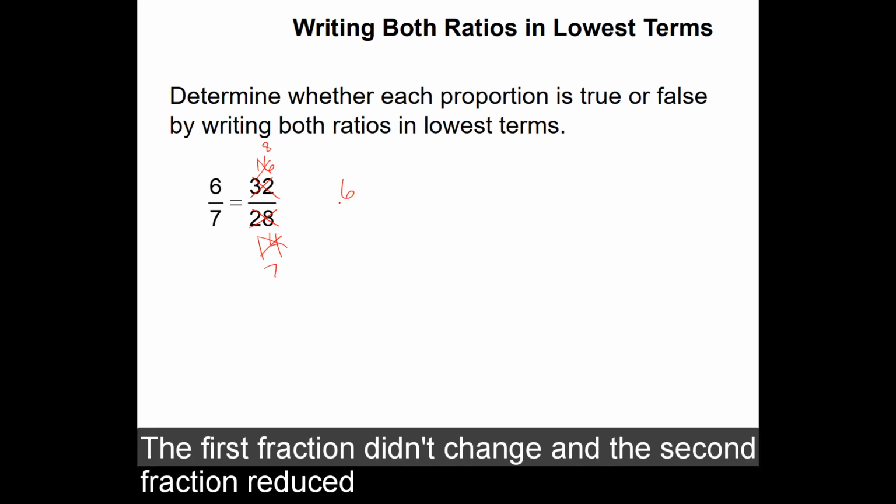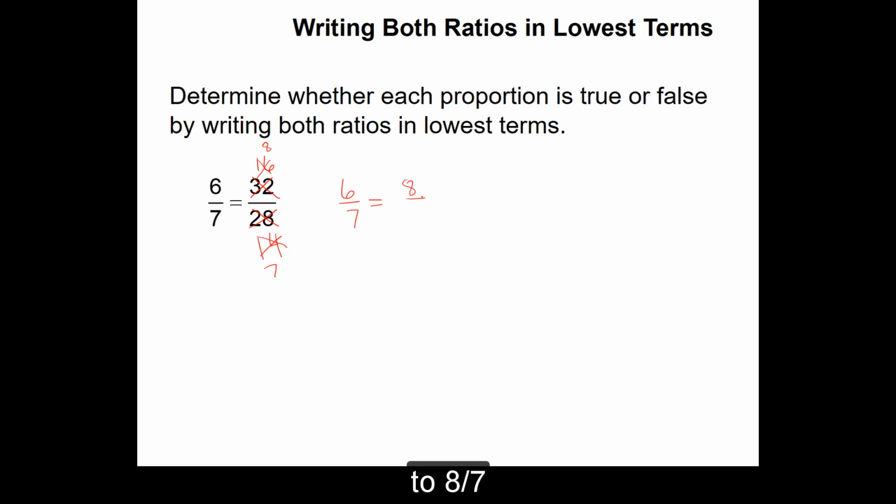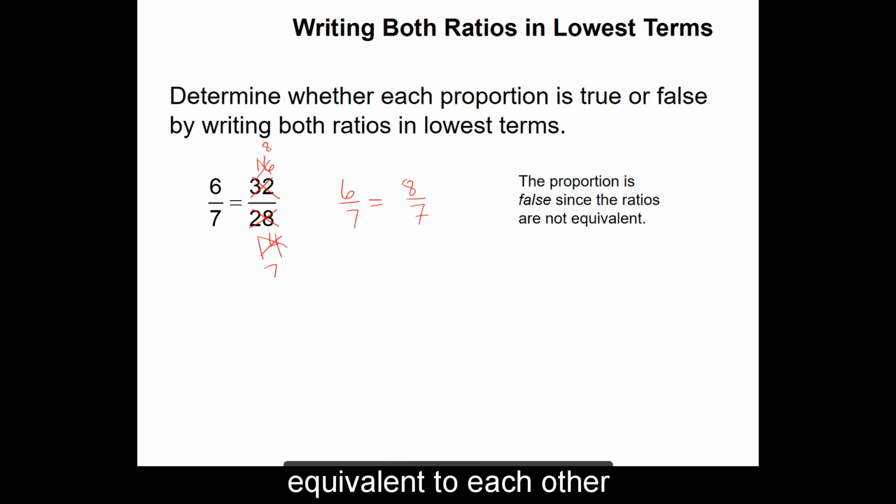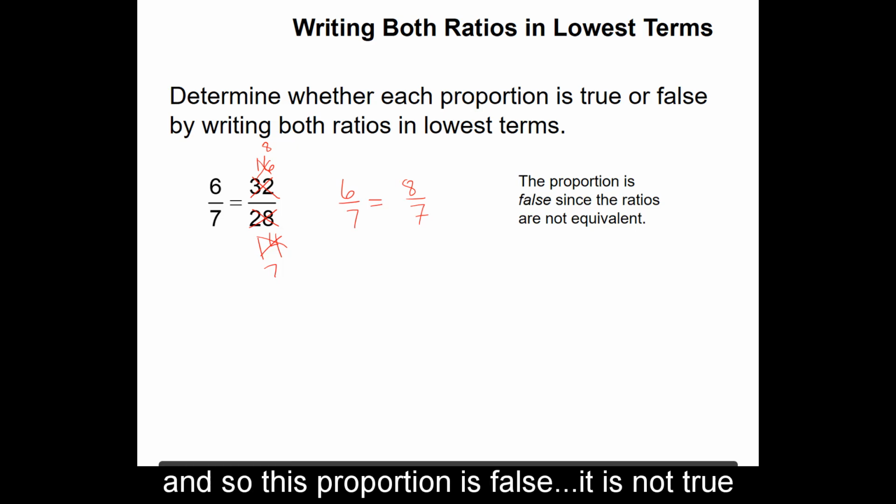So what I have in this case, I didn't change the first one. The second fraction reduced to 8 over 7. Well, clearly these are not equivalent to each other, and so this proportion is false. It is not true.